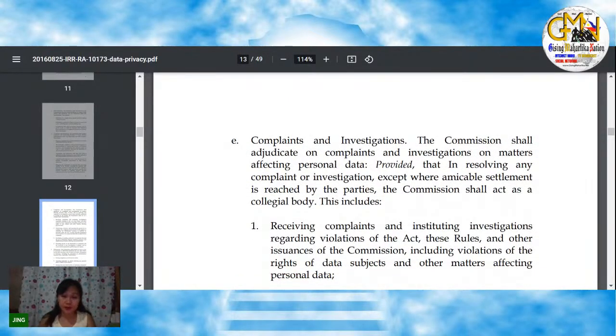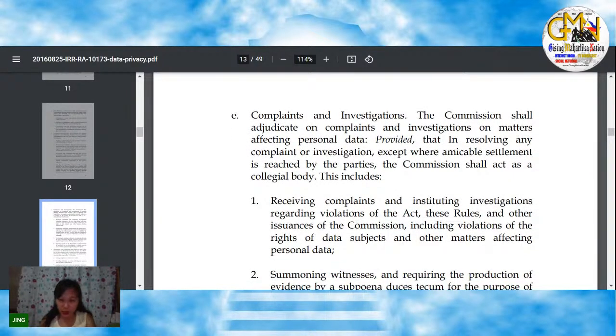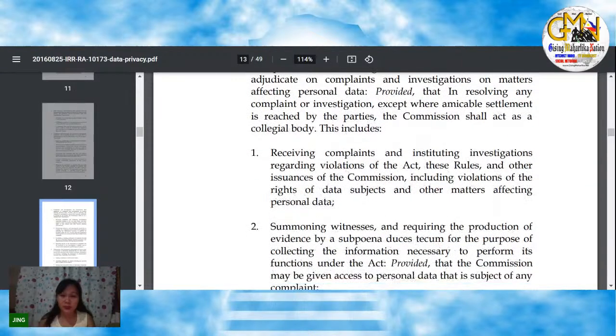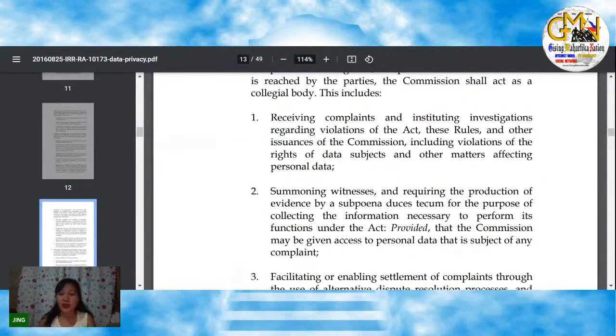Letter E. Complaints and investigations. The Commission shall adjudicate on complaints and investigations on matters affecting personal data, provided that in resolving any complaint or investigation, except where amicable settlement is reached by the parties, the Commission shall act as a collegial body. This includes, first, receiving complaints and instituting investigations regarding violations of the Act, these rules, and other issuances of the Commission, including violations of the rights of the data subjects and other matters affecting personal data.